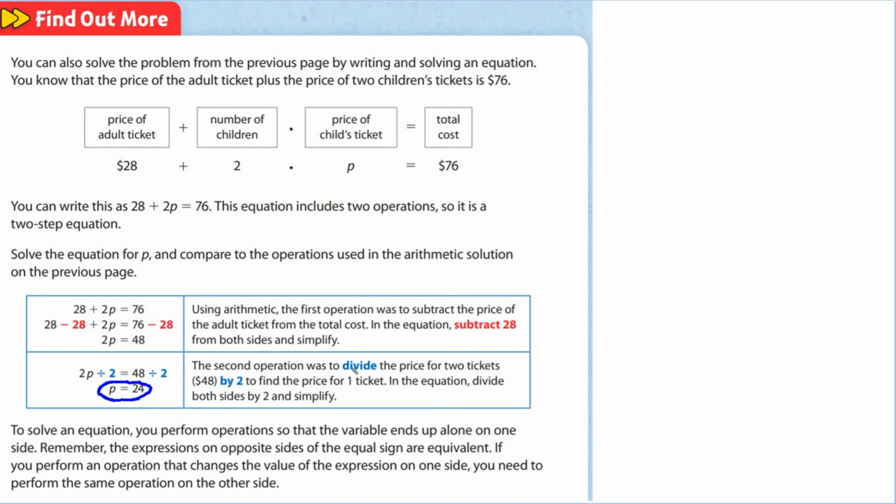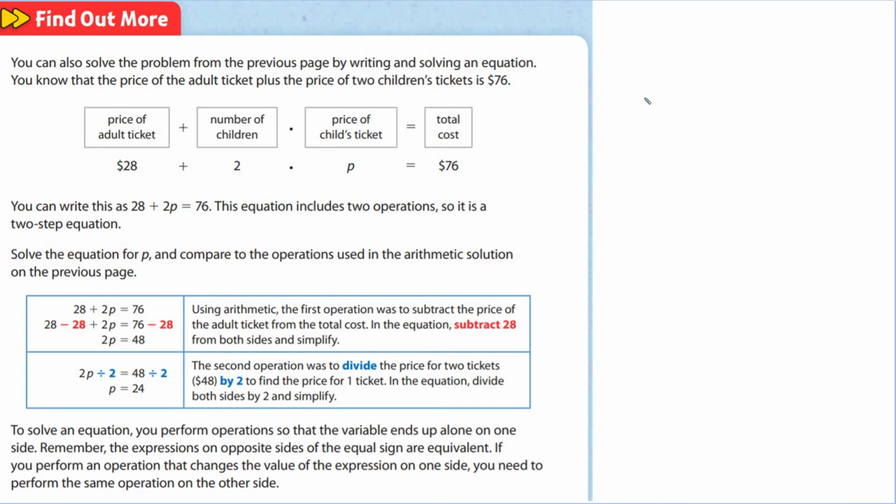The second operation was to divide the price for 2 tickets, $48, by 2, to find the price of 1 ticket. In the equation, divide both sides by 2 and simplify. To solve an equation, you perform operations so that the variable ends up alone on one side. Remember, the expressions on opposite sides of the equal sign are equivalent. If you perform an operation that changes the value of the expression on one side, you need to perform the same operation on the other side. That's why they have an equal sign.